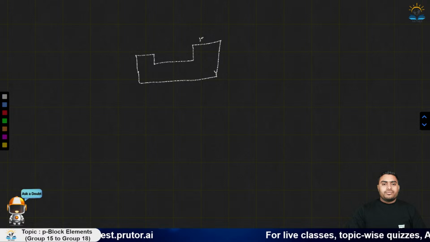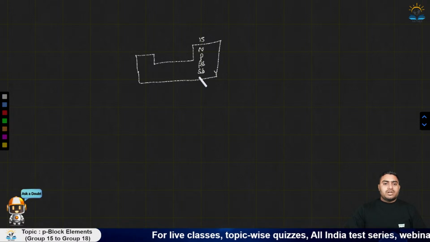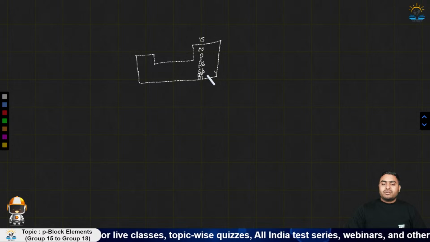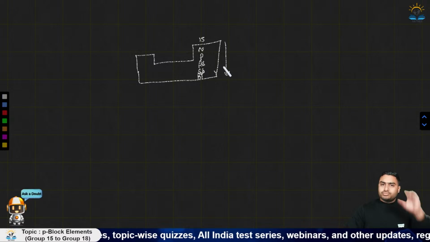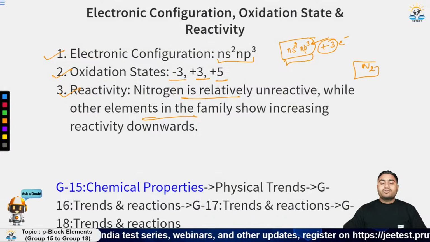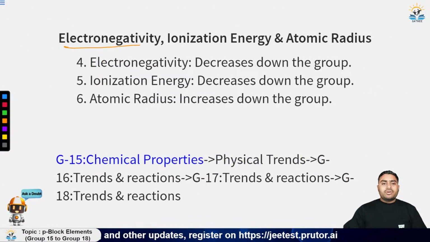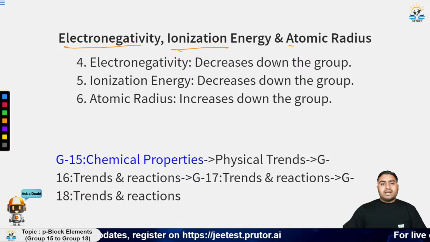Suppose this is group 15: nitrogen, phosphorus, arsenic, antimony and bismuth, right? We are not discussing radioactive elements. So if you are moving top to bottom in a particular group, reactivity will increase, and nitrogen is relatively unreactive. Let's discuss another point: electronegativity, ionization energy and atomic radius.